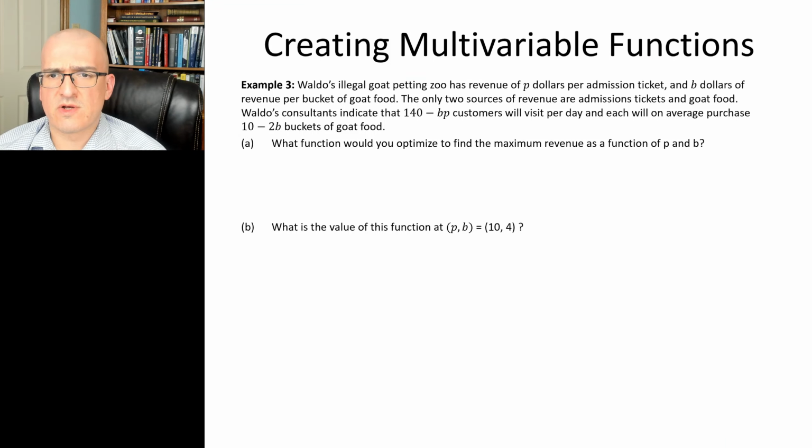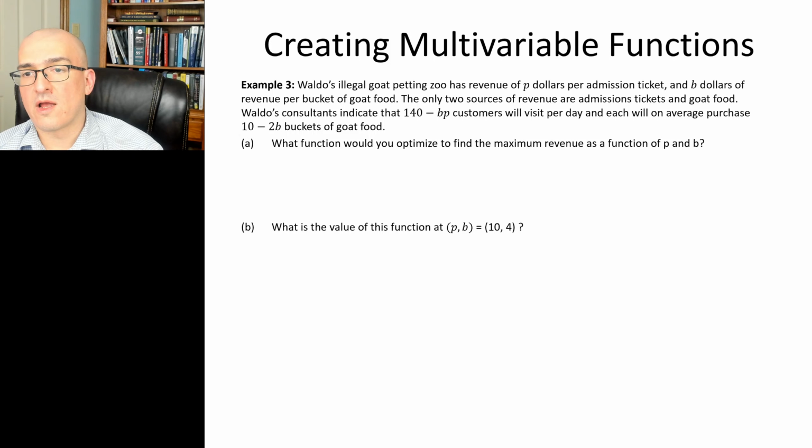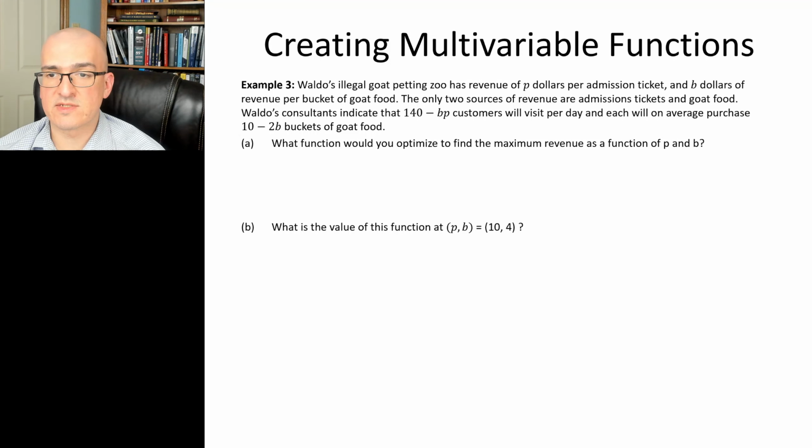Waldo has paid some consultants, and those consultants indicate that 140 minus B times P customers will visit per day. So if the ticket price is high and or the price of a bucket of goat food is high, he's not going to get very many customers. And on average, those customers will purchase 10 minus 2 times B buckets of goat food. And the question is, what function would you use to optimize the revenue as a function of P and B?